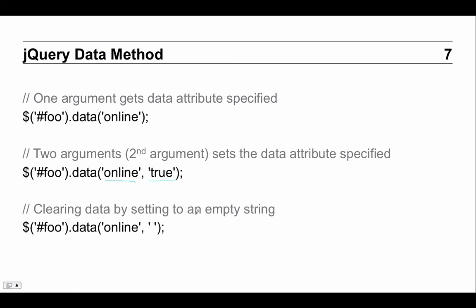Now we can also clear data settings simply by passing an empty string. So here if we said data online, we're looking for the data-online attribute in the element with the ID of foo, and we're setting its value here to an empty string. So this would actually clear out the data-online attribute's value.